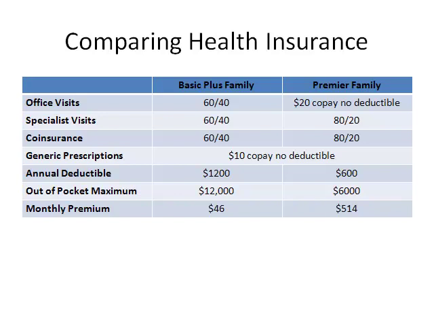These two plans have very different premiums as well as different levels of coinsurance, copays, and deductibles. The Premier plan offers better coverage, but at a cost of $514 per month. The Basic Plus plan offers slightly less coverage, but at a monthly premium of $46. The out-of-pocket maximum for the Basic Plus plan is double that of the Premier plan. However, you pay 10 times more per month for that difference.